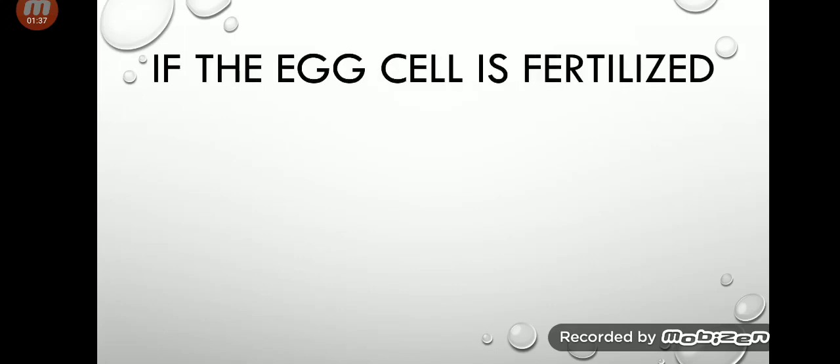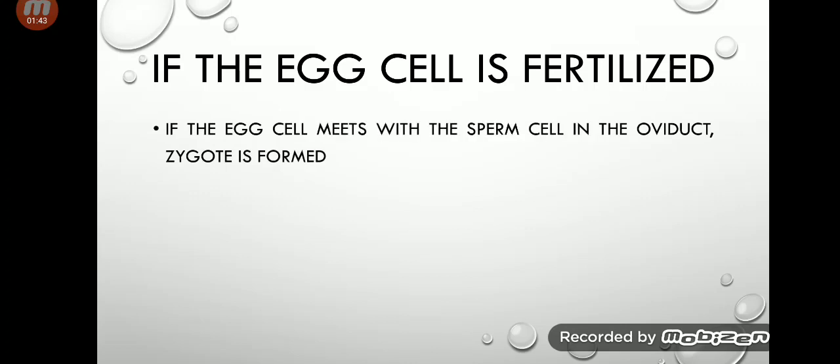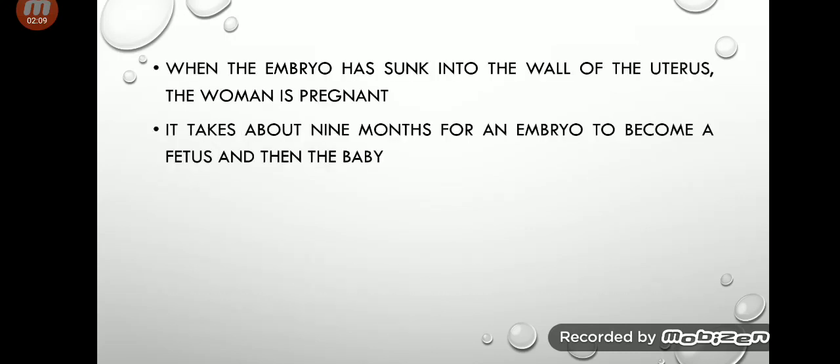Our possibility number one is to study what happens if the egg cell is fertilized. If the egg cell meets with the sperm cell in the oviduct, the zygote is formed. It is the same as fertilization. When the egg cell and sperm cell fuse together, they form a new cell which is called a zygote, and this process is called fertilization. Let me show you.